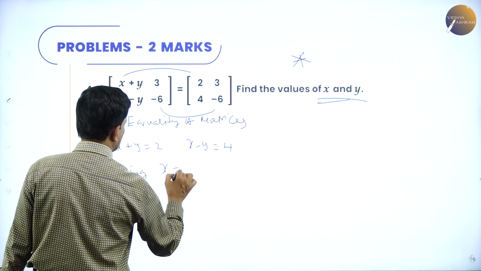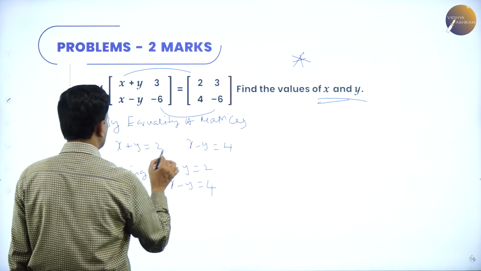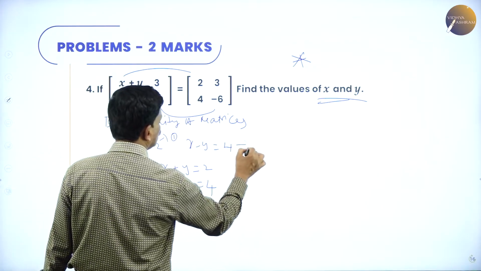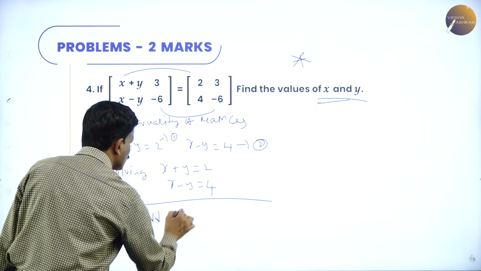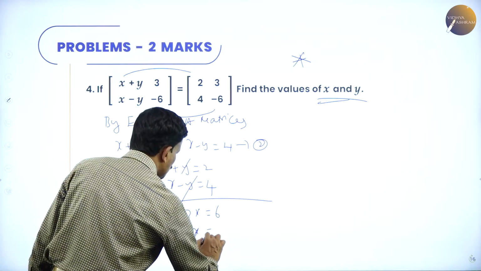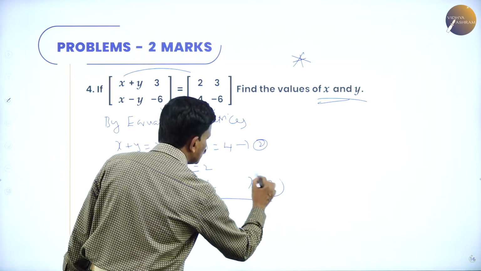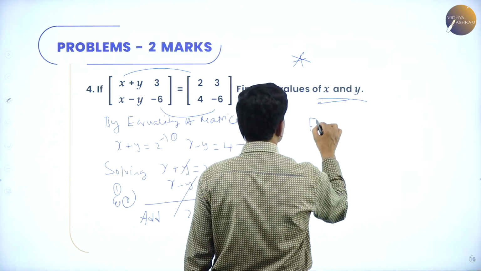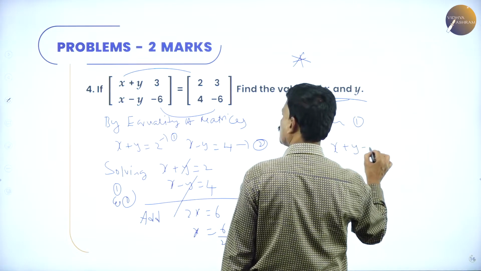Solving x plus y is equal to 2 and x minus y is equal to 4. Let us call them 1 and 2. Solving 1 and 2. This is equation number 1 and this is equation number 2. Add. If you add, minus y plus y gets cancelled. 2x is equal to 6. X is equal to 6 by 2 is 3. X is equal to 3. Substitute this value in any one of the equations, from 1. What is 1? X plus y is equal to 2.